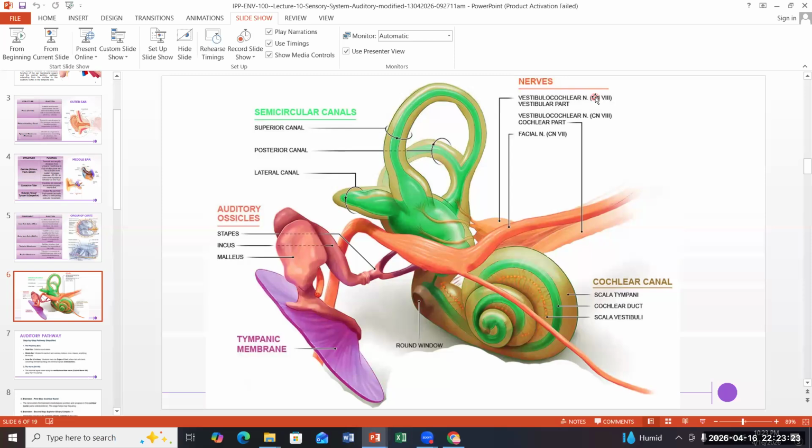When the examiner asks you about the auditory pathway, what we are concentrating on is how sound waves are generated, at which point the electrical impulse is generated, and how this electrical impulse reaches the temporal lobe. We need to explain that entire pathway. This is our second very important learning outcome.